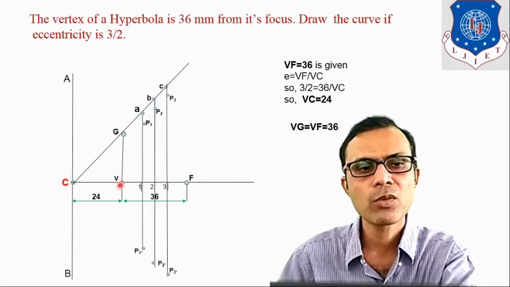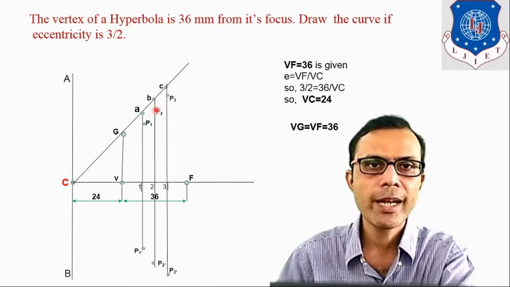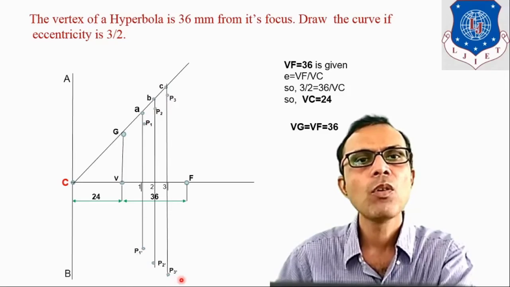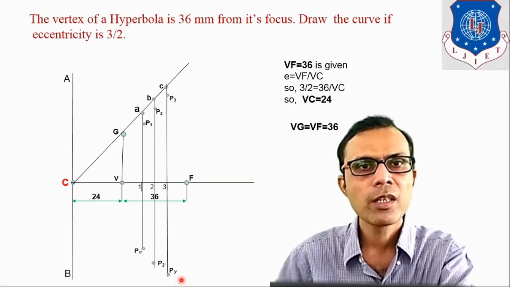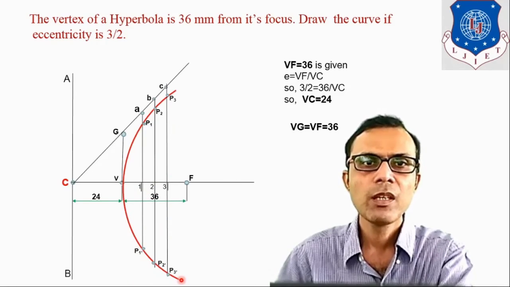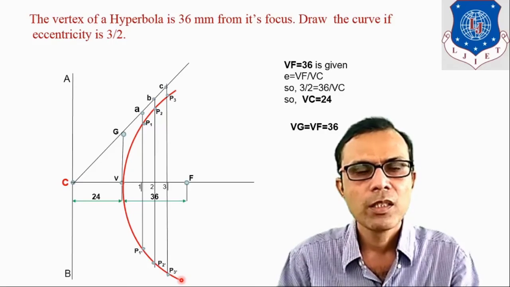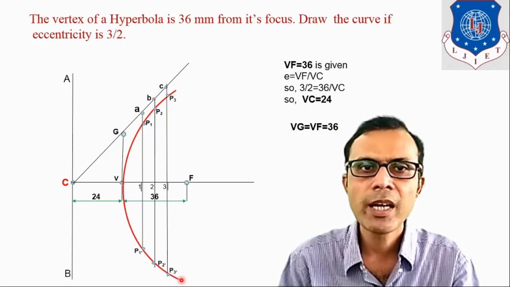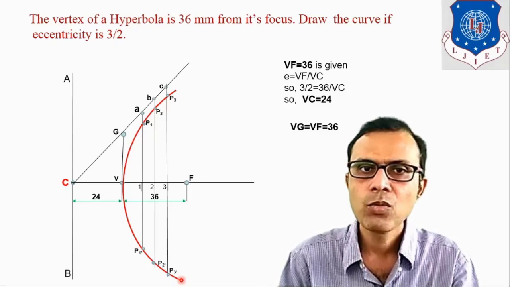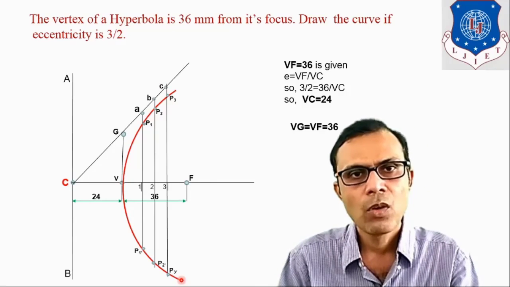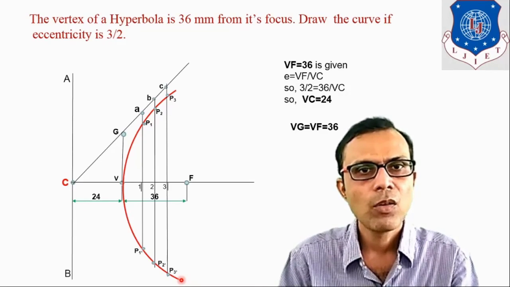It also passes through the vertex. So we have to draw a smooth freehand curve passing through all these points. That would be our required answer, hyperbola. Here the main diagram is hyperbola. It should remain dark or thick as compared to other construction lines. All other construction lines should remain lighter or thin.